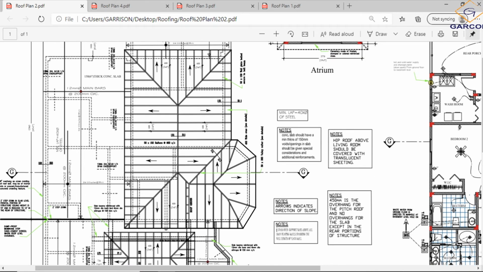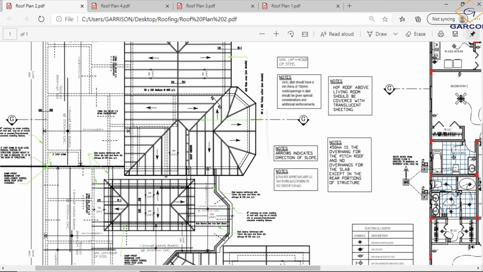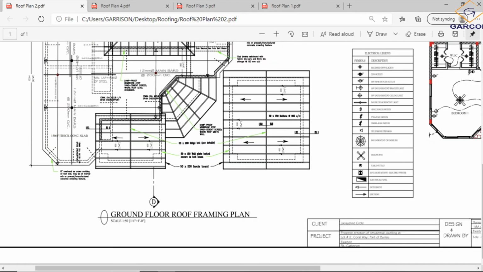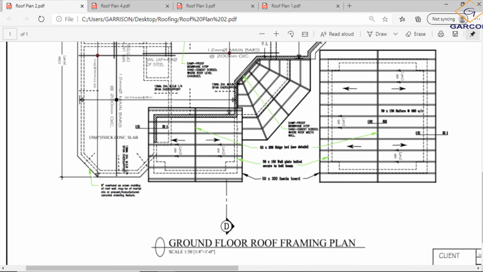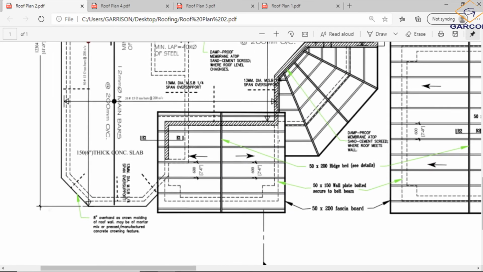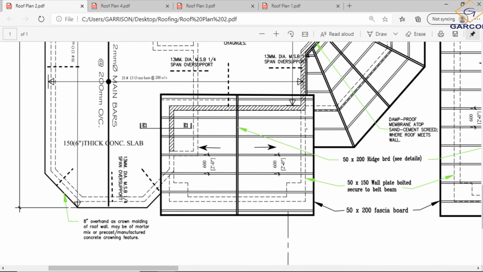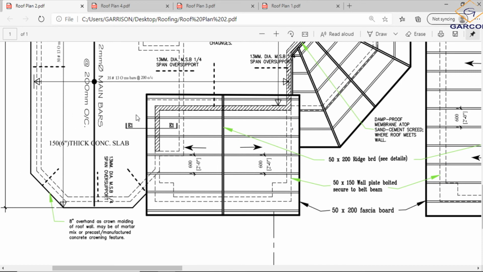So this is what we call a roof framing and slab plan. So it's the ground floor framing plan, right? Roof framing plan. And this basically tells you what the roof will be. Now the front part of the building has a gable roof. So this is a ridge board, this is a fascia board going right around, and then these are your rafters. And the arrow shows you which way the roof slopes. So the water flows off that way, water flows off that way.